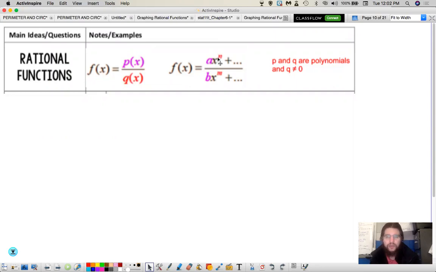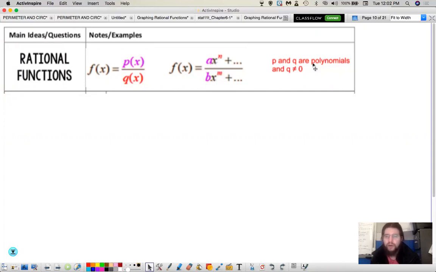N is the degree of our numerator. Remember, degree is just that highest exponent in there. M is the degree of our denominator. Again, that's just the highest exponent. A and B are our leading coefficients for our numerator and our denominator. We're going to need those vocab words in just a second.